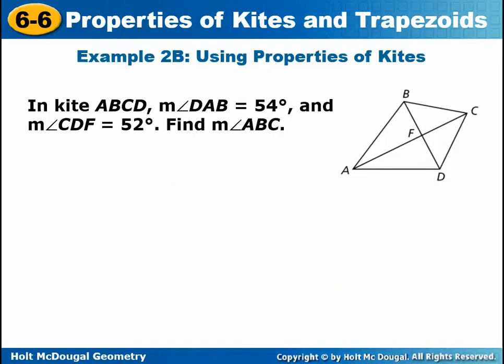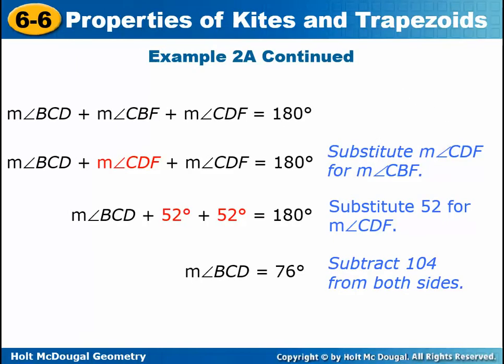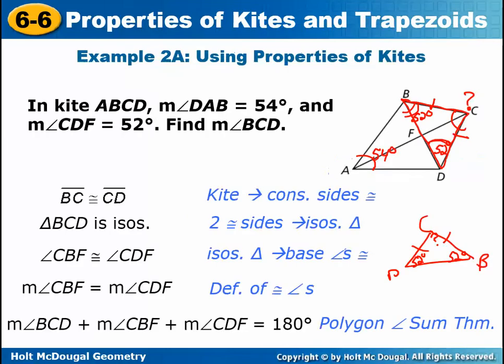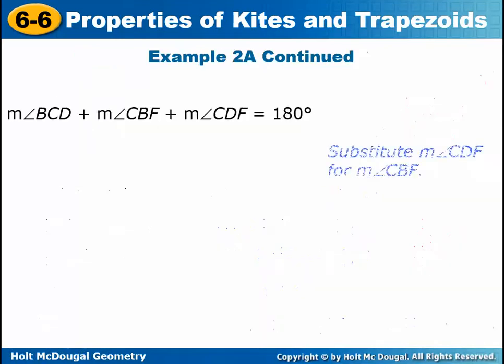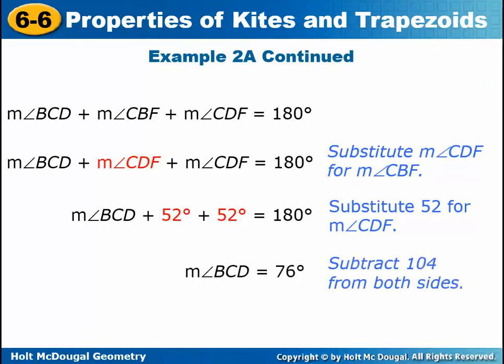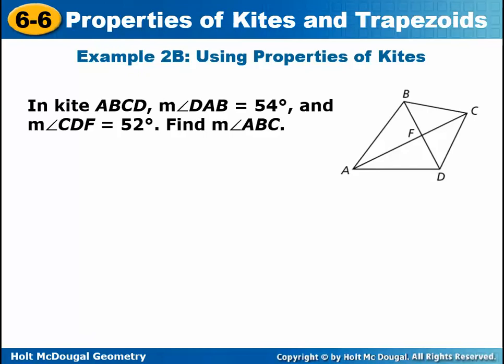So that's, oops, I went too far. That's 76 degrees. So in this first question, we didn't use the 54 at all, and we're able to find that this is 76 degrees. So there might be information in the problem that you don't necessarily need, but we might need it in this one because now they want the measure of angle ABC.